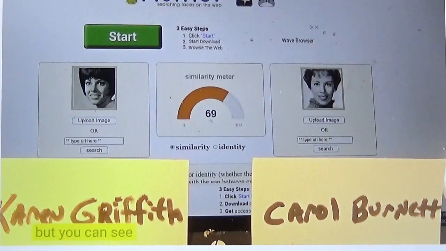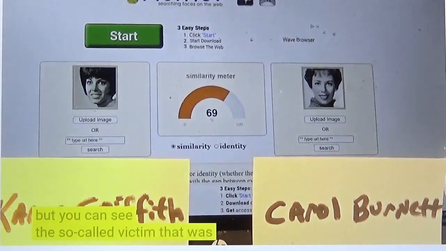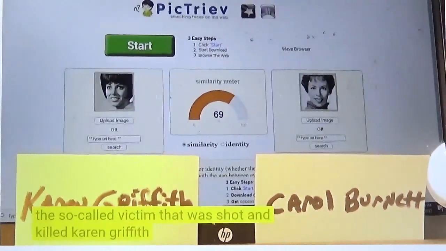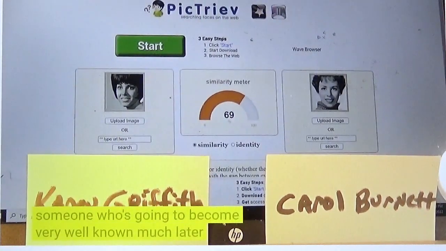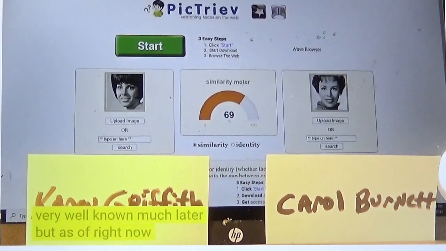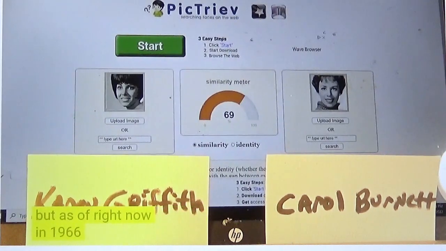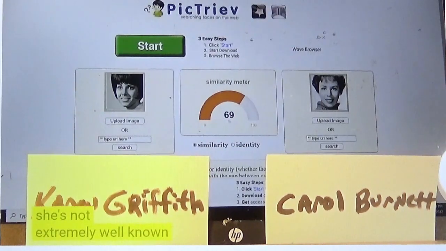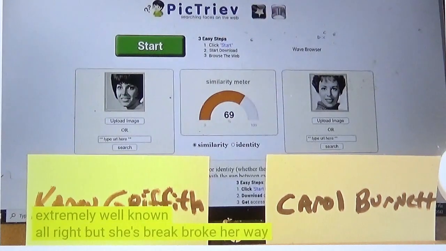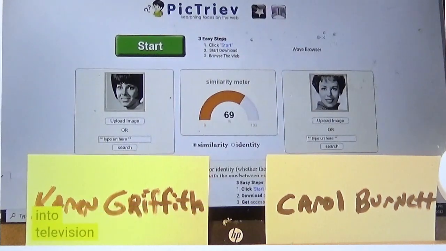But you can see the so-called victim that was shot and killed, Karen Griffith, was just someone who's going to become very well known much later. But as of right now, in 1966, she's not extremely well known. All right, but she's broken her way into television. Okay, so who is Carol Burnett?